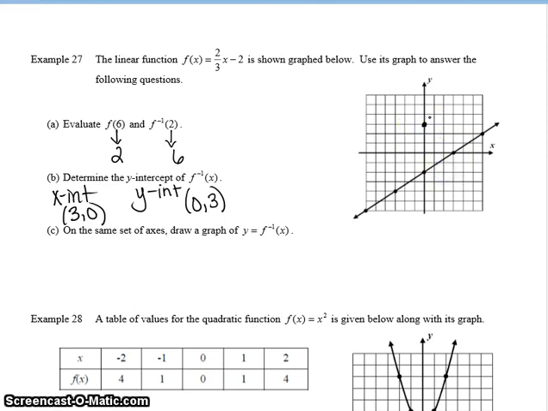On the same set of axes, draw and graph the function's inverse. So basically, I just did one of them. This right here was the point 3, 0. If I reverse those, switch the order, it becomes 0, 3. Do that for all the real points that you can see. So this is the point 6, 2. Reverse it, it becomes 2, 6.